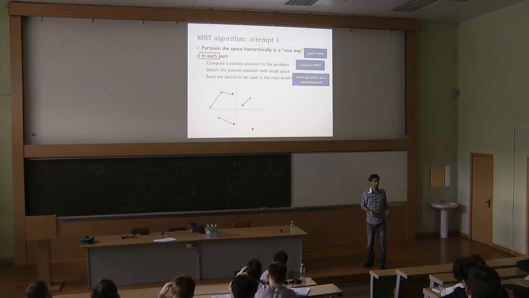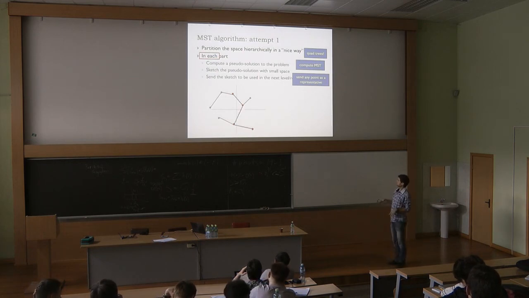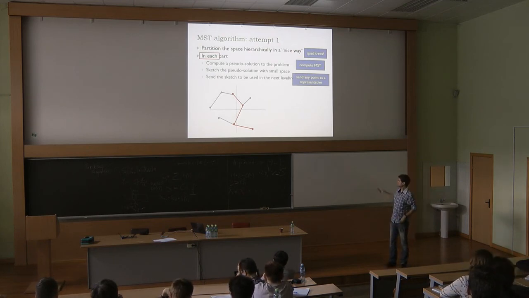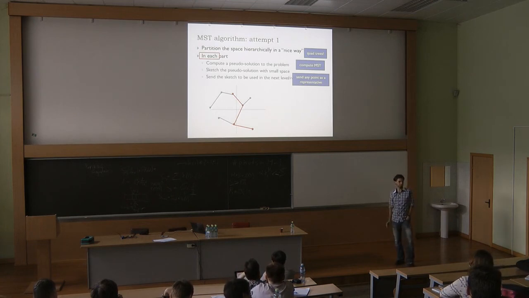It says, look, I have a bunch of points here. They need to be connected to the rest of the stuff. Here is the red point. You can use it as an anchor. And at the next level, the machine will see just the red points, which are the anchors, and compute the minimum spanning tree on them. These are the red edges. And this entire thing becomes a spanning tree.